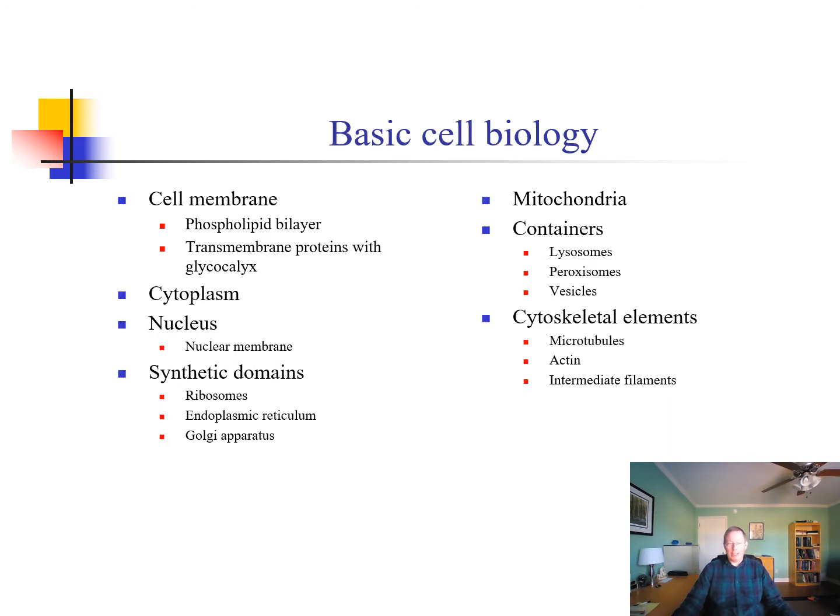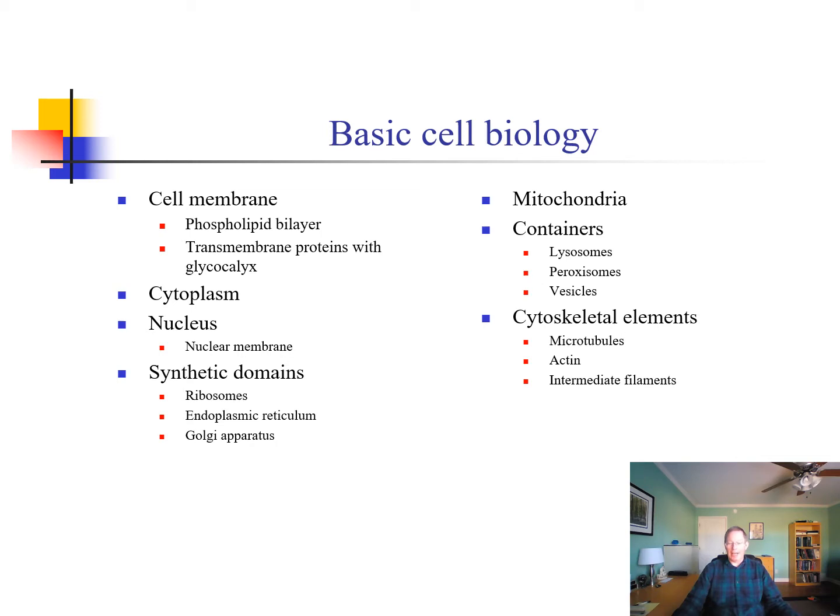Now, if I look on the cellular level, each of the animal cells in our body is going to be composed of a cell membrane. This cell membrane is going to be a phospholipid bilayer. That is, it's going to have a hydrophobic interior and a hydrophilic exterior, one going to the outside of the cell, the other going to the inside of the cell. And I will have various transmembrane proteins with a glycocalyx, that is a carbohydrate type of material that will allow for cellular communication.